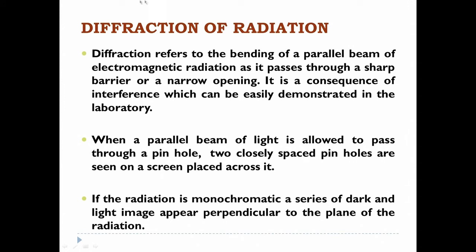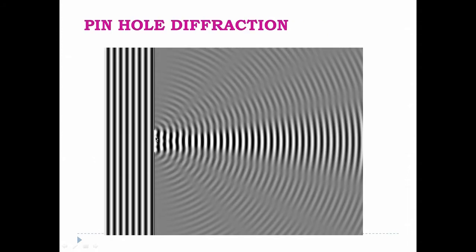A monochromatic radiation is the radiation having one frequency, one wavelength and a single amount of energy. So, it may be a bundle of radiation, but all have the same wavelength. Whenever I take monochromatic radiation and pass it through a series of two pinholes etc., there will be a series of dark and light images which appear perpendicular to the plane of radiation. So, that is diffraction.